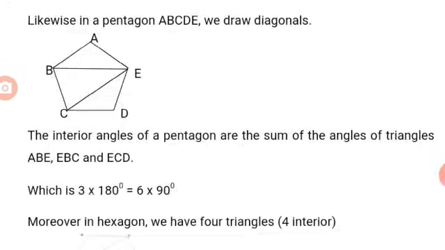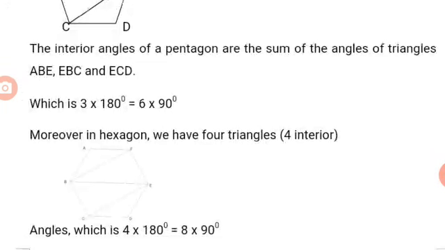Which is 3 times 180 degrees. The 3 there is because we have 3 triangles there, and 180 tells us that in each triangle we have 3 angles which sum up to 180 degrees. So we have 3 times 180 degrees, which is equal to 6 times 90 degrees. So this 6 times 90 degrees is the same thing as 3 times 180 degrees. It means that we are going to have 6 right angles there.